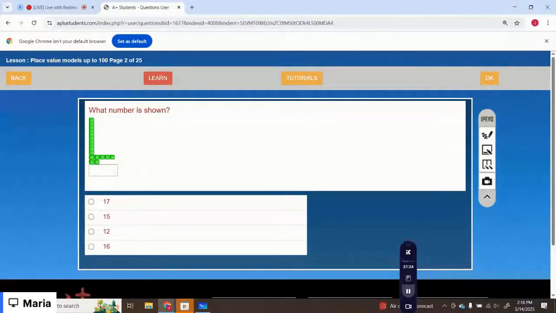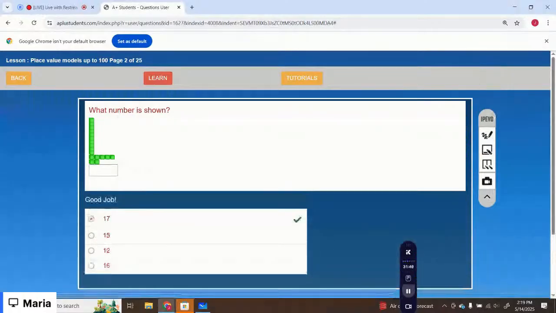Okay, what number is shown? So we have 1 ten and the small squares are 7. So we have 1 ten and 7 ones. 1 ten and 7 ones together make 17. Option number one is the correct option.